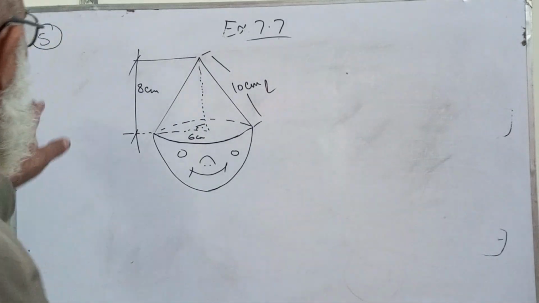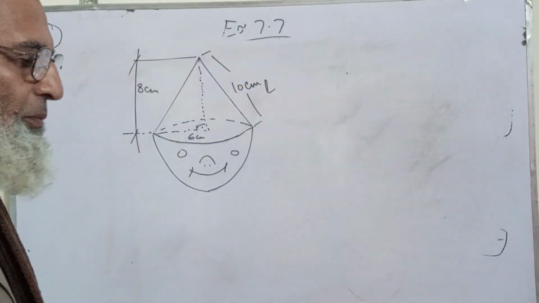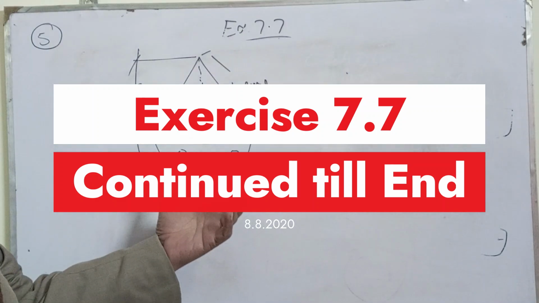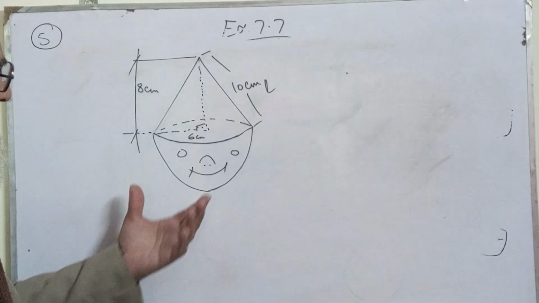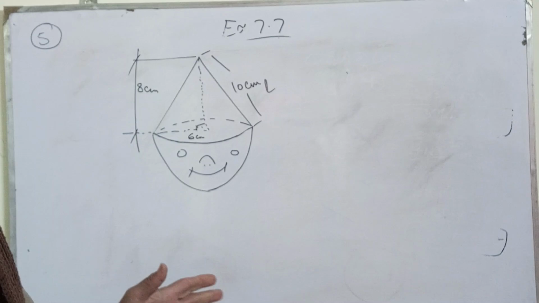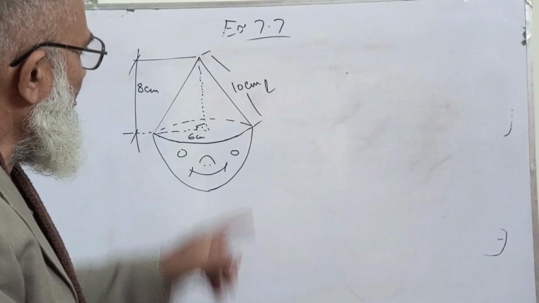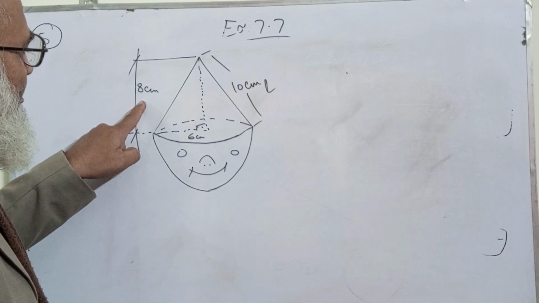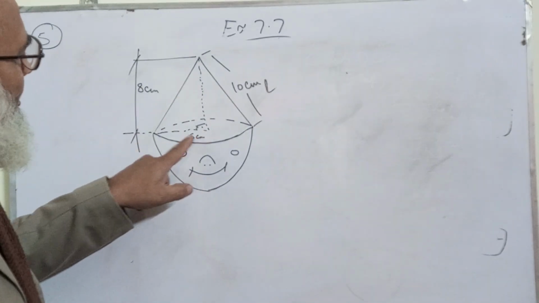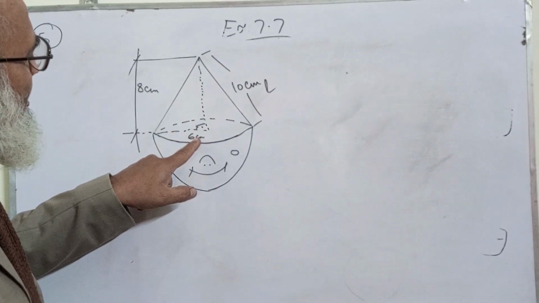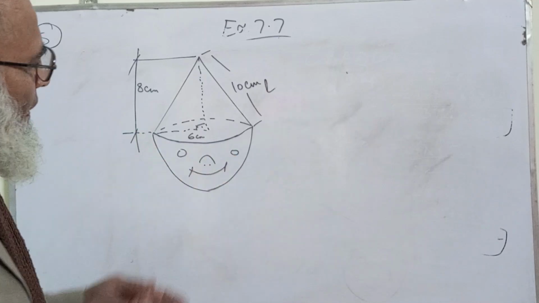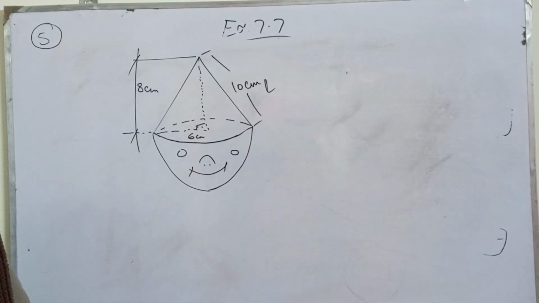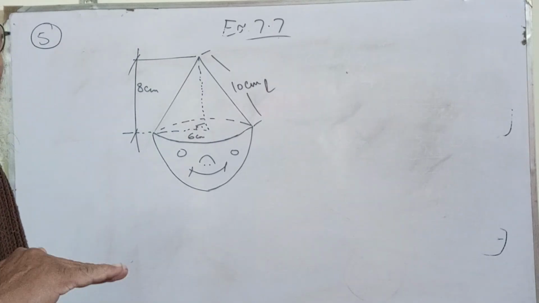Well, my dear students, question number 5, exercise 7.7. A figure of a toy is given to you and it has been reproduced as much as I can. Dimensions are given. The slant height is 10, vertical height is 8, and the radius of this cone is 6 centimeter. And of course, it is a hemisphere, or you can say a half sphere, a half ball.